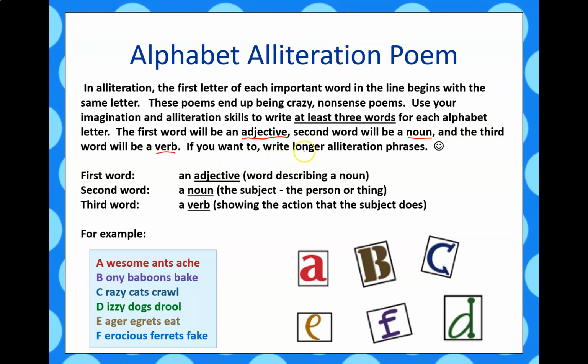Okay, so it says if you want to, you can write longer alliteration phrases. That's no problem at all. So again, your first word is an adjective, your second word is a noun, your third word is a verb. So your first word describes, your second word is the thing it's describing, and the third word is the thing that you've described and what it's doing. Okay? So they gave six examples down here. It says, awesome ants ache, bony baboons bake, crazy cats crawl, dizzy dogs drool, eager egrets eat, ferocious ferrets fake. It's just kind of fun the way that they all sort of fall off the tongue, or the way that they roll off the tongue is what I was looking for there.